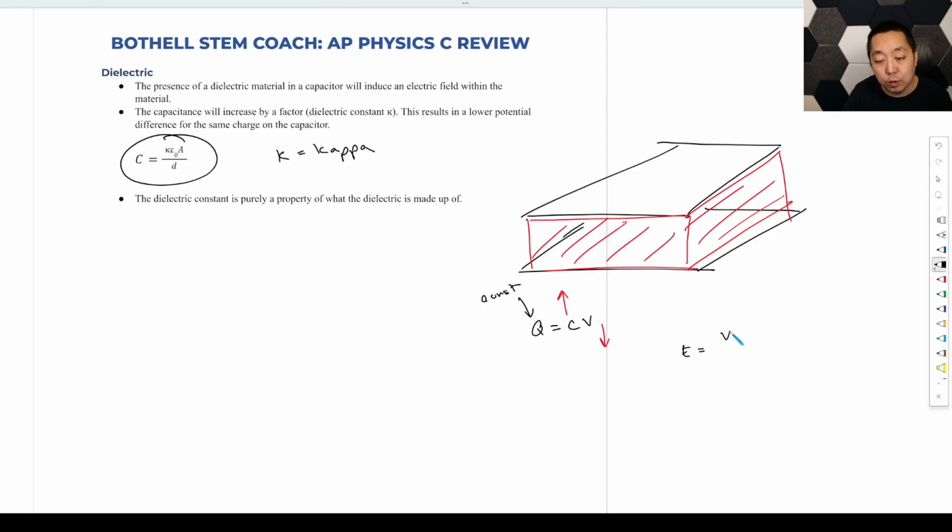But the electric field is still the voltage divided by the distance. If you don't change the geometry or the separation, when you insert the dielectric, the voltage goes down if you assume the charge is constant, and the electric field will then have to go down as well. So this results in a lower potential difference for the same charge on the capacitor, and a lower potential means a lower electric field. The dielectric constant is just a property of the material itself, of what the dielectric is made up of.